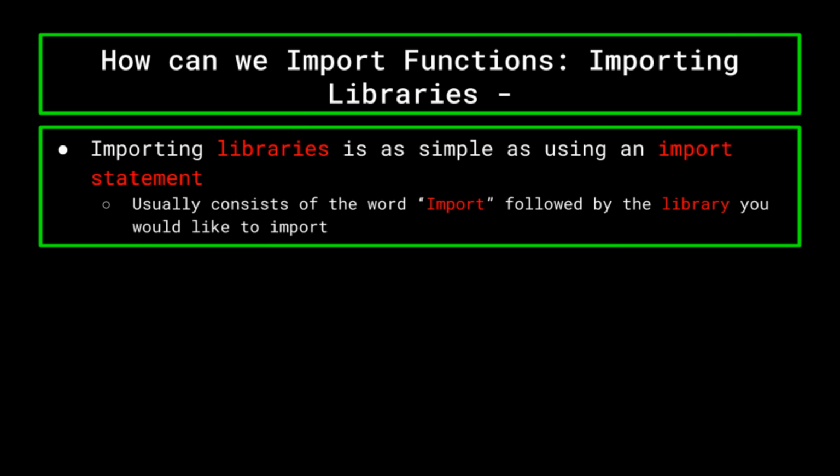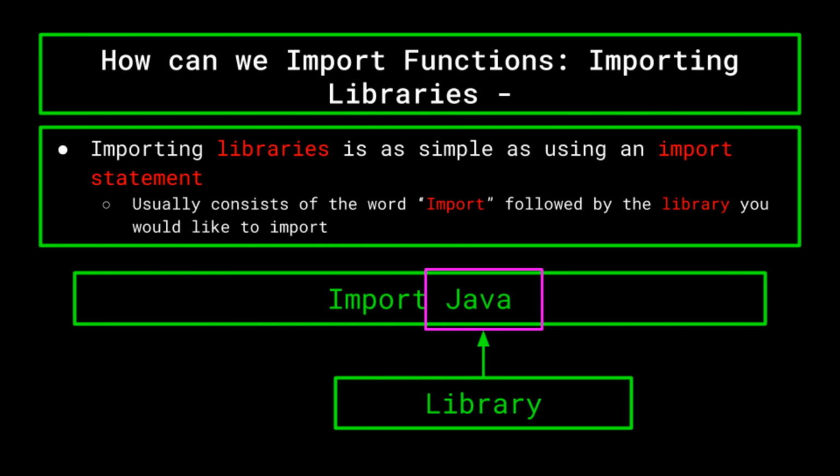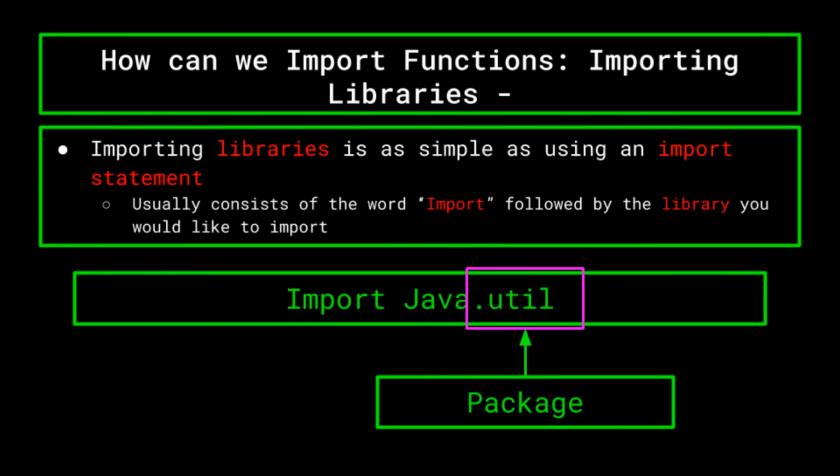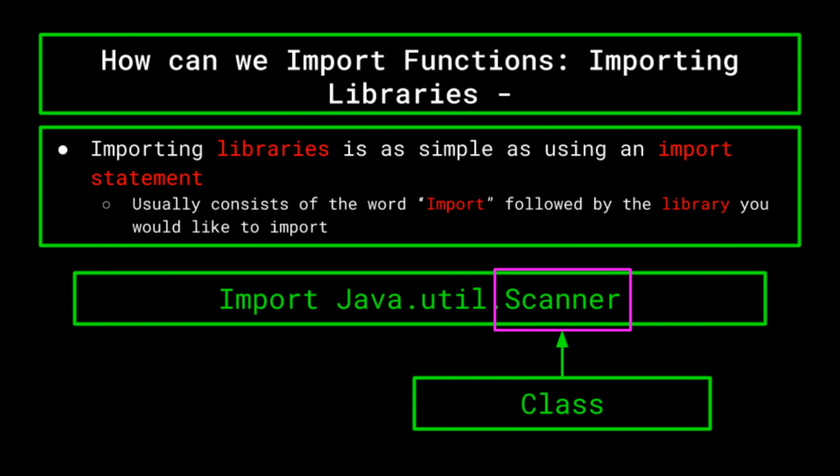For example, we could load up the Java library, and from there import the util package, short for utilities, and then from that utilities package, import the scanner class, a class which allows us to read information from the user. A package is simply a smaller set of functions and methods to help differentiate between the thousands of methods contained in a library, and a class is even more specialized than that.